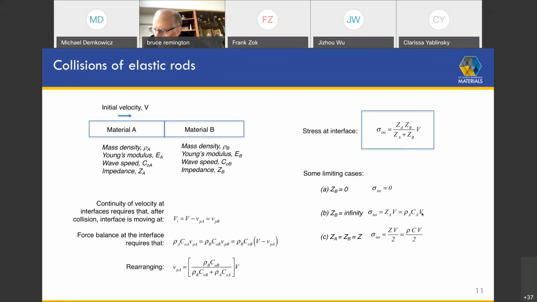Now, for cases of practical interest, like in the Kolsky bar, the two materials are the same, so they have the same acoustic impedance. So we set ZA equal to ZB equals Z. And here we find then, if we plug those in, we get a factor of 2 in the denominator. And so here we find the interface stress is just rho CV, uppercase V, divided by 2. Okay? And this is the stress that we calculate when we do a Kolsky bar type of test.